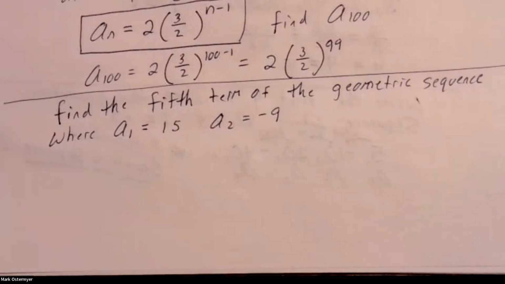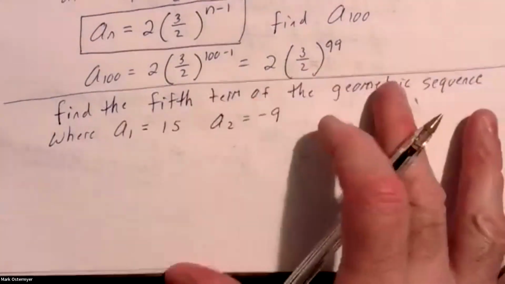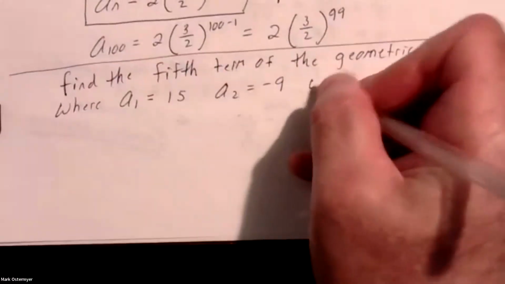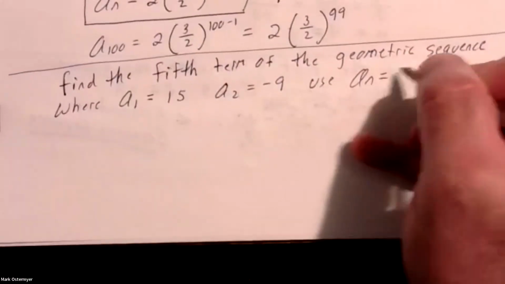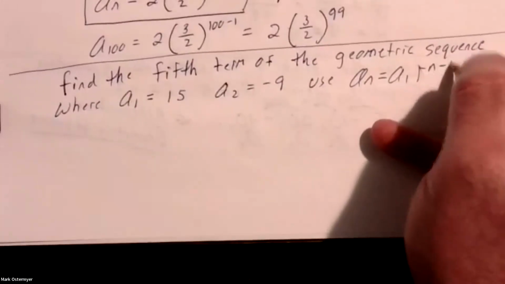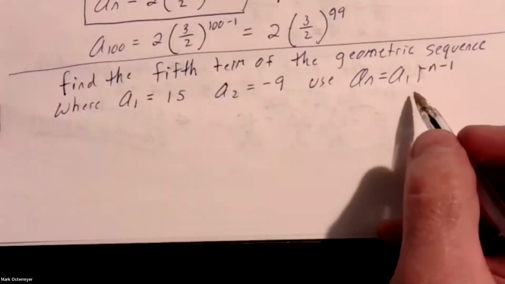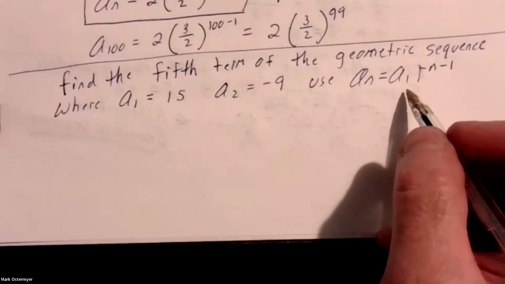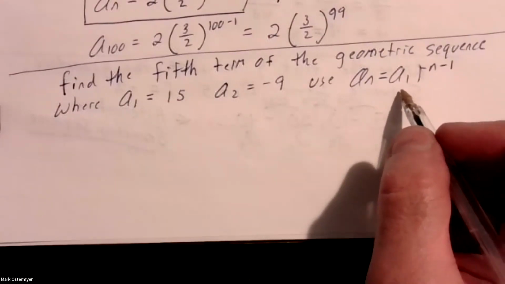Now, the good news is we do have our first term. The bad news is we don't have our common ratio. So how are we going to negotiate this problem here? Well, we're going to use our nth rule for a geometric sequence right there. Now, wait a minute here. Something's wrong here.